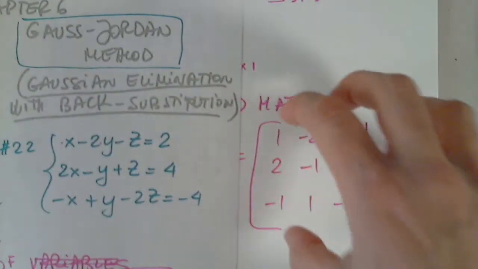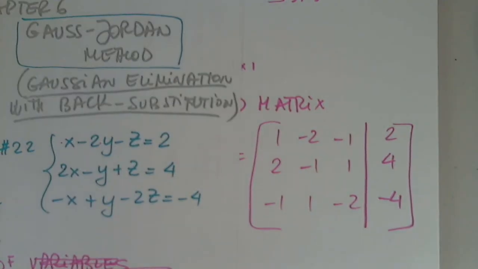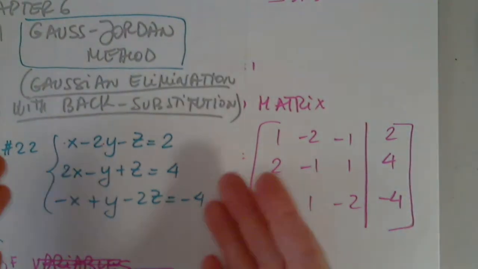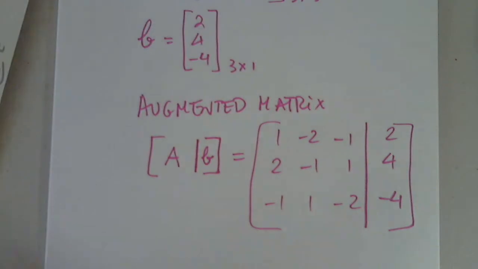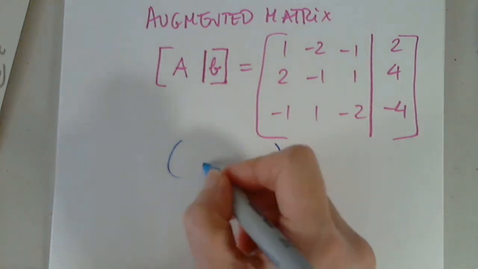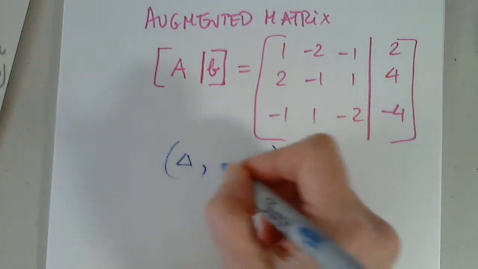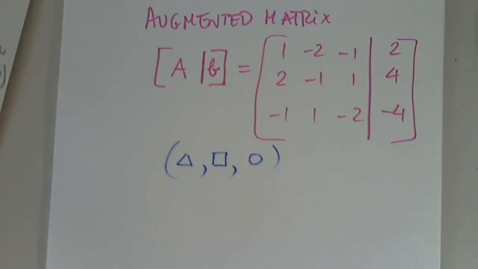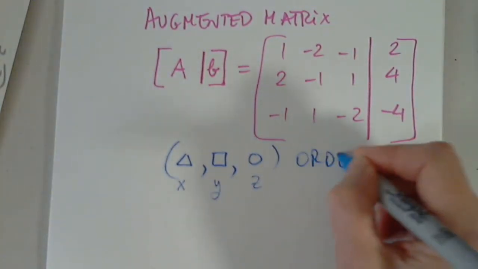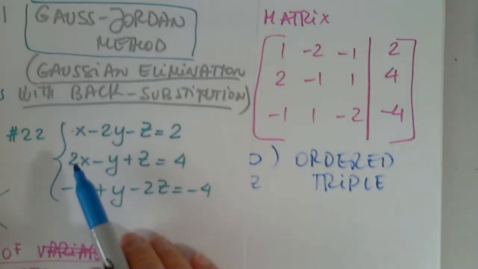So every system has an augmented matrix. Every augmented matrix can be changed back into a system. And that's extremely important to remember. Okay, finally, what is the purpose of this? What am I trying to do? At the end of the day, hopefully in 10 minutes from now, not tonight, I would like to determine the ordered triple. This will be the x, this will be the y, and this will be the z. And this is the ordered triple. The solution of the system.